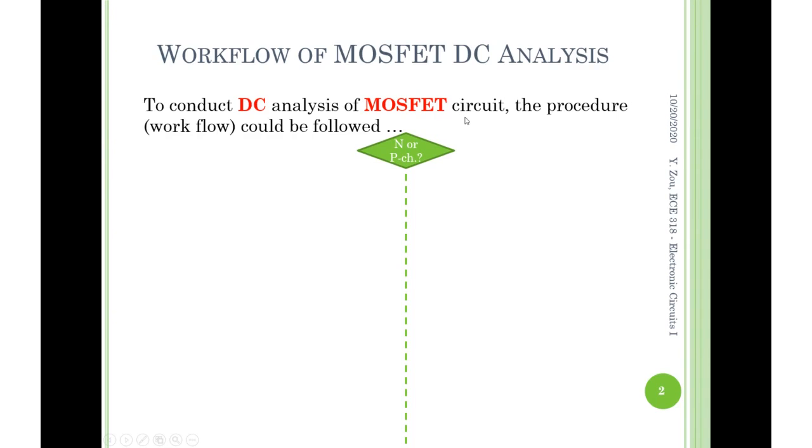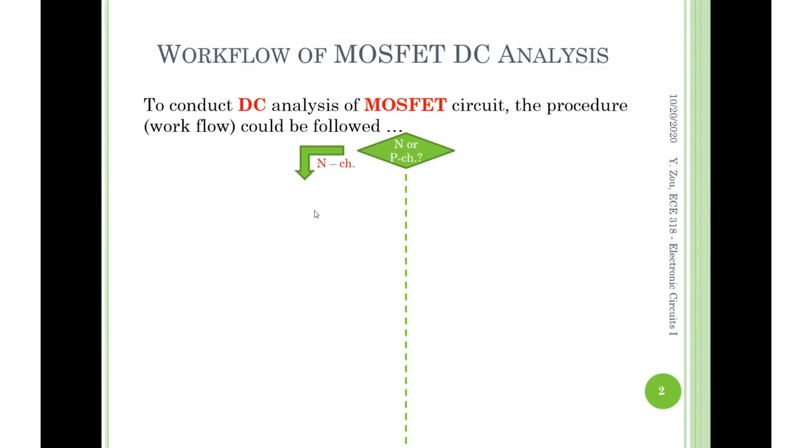If it is N channel, of course, we have a workflow here. If P channel, obviously, it is going to be on the right-hand side of the dashed line here, right? So let's say it is N channel. Now, by the way, how to identify N channel or P channel? Anyone remember? The direction of the current flow. Very good. Direction of the arrow, basically, which is also the direction of the current flow.